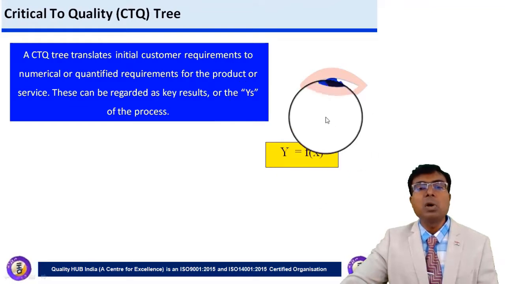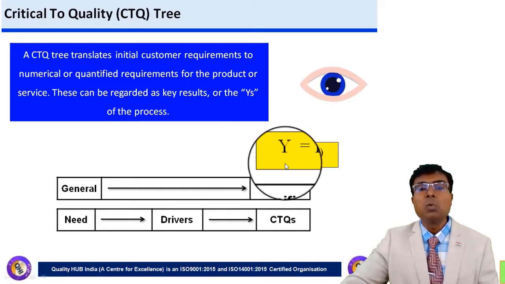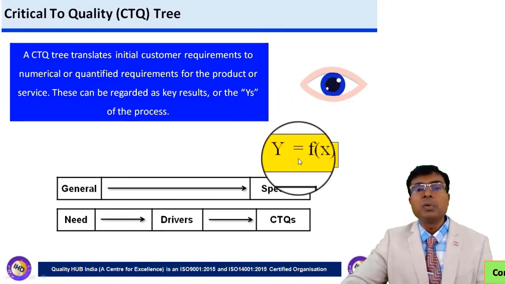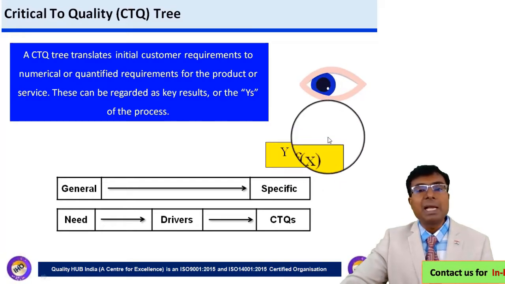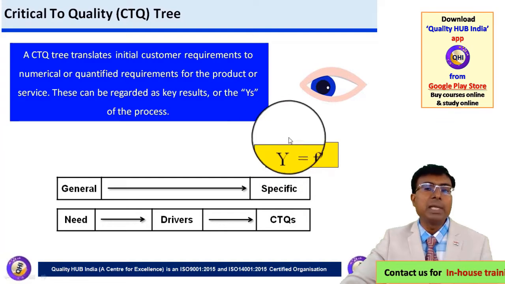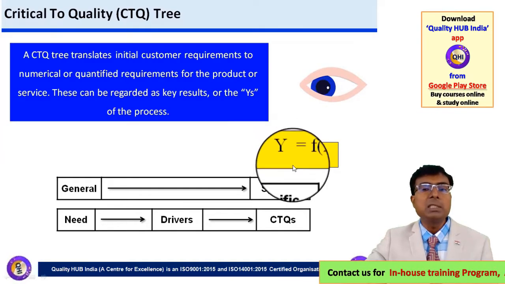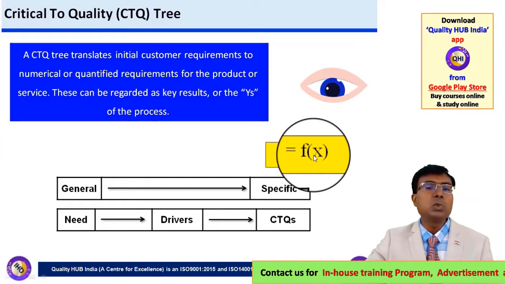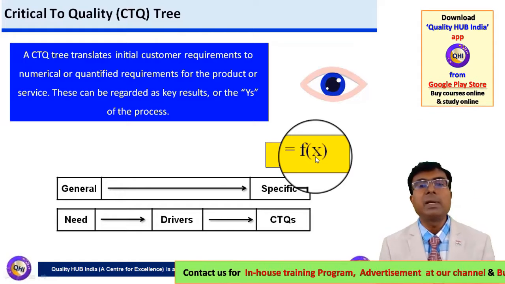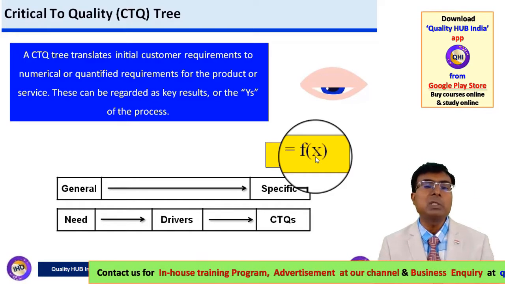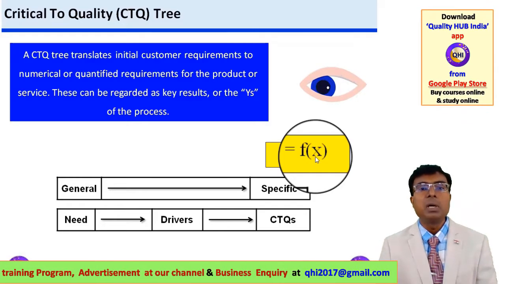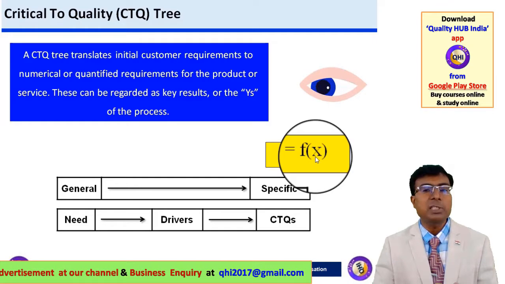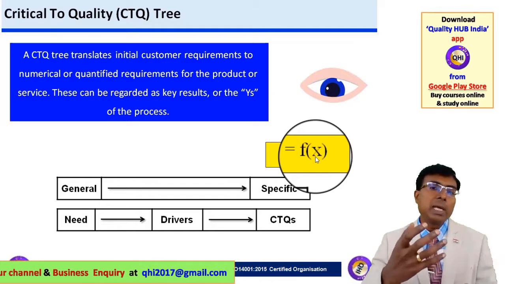In Six Sigma, we call Y is a function of X. Y is called the output variable, whereas X is called input variable. So there could be multiple X's which might be impacting my Y's. So output is customer satisfaction. X could be lot many different requirements. For example, for a customer, the critical requirement is delivery, critical requirement is cost, critical requirement is freshness of the product if it is a food category.